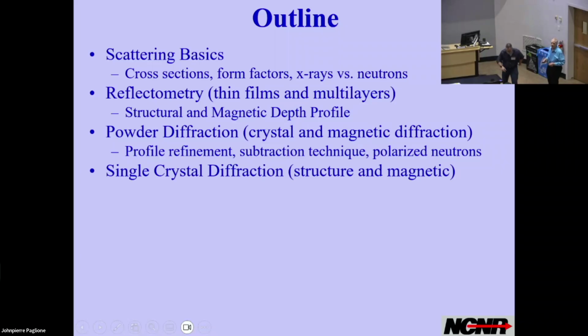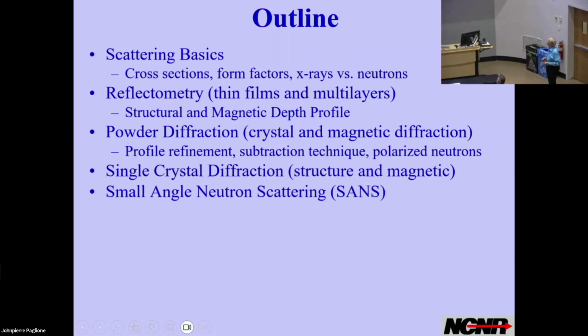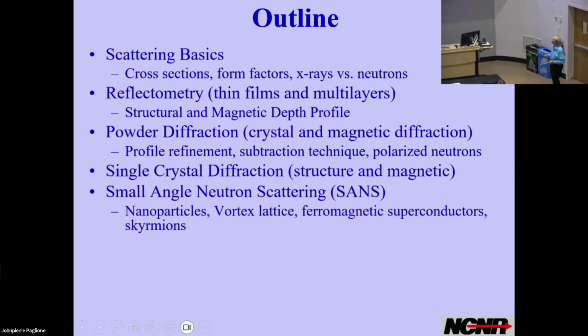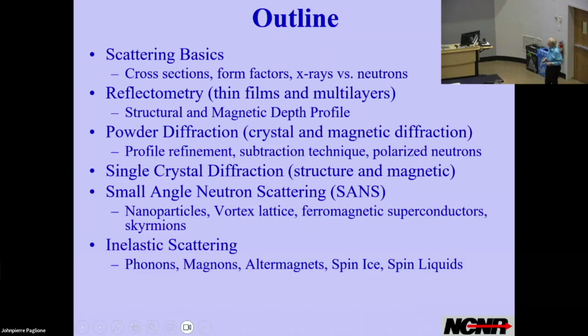Single crystal diffraction: if you have a single crystal, typically you can get much higher quality data after you do the powder diffraction. Small angle scattering techniques for looking at nanoparticles, vortex lattices in superconductors, ferromagnetic superconductors, and skyrmions. Professor Chen mentioned the skyrmions today. Actually, skyrmions were discovered by the small angle scattering technique. And then dynamics, for phonons, magnons, excitations in altered magnets, spin ice, spin liquids, things like that. And then at the end, I have some reference material.